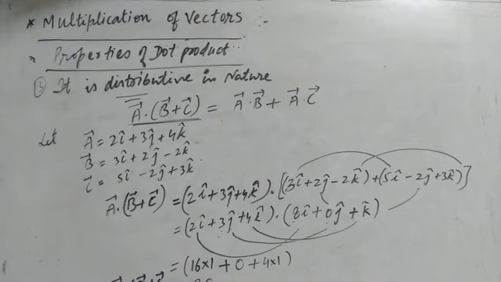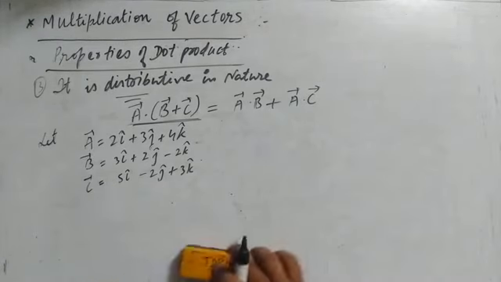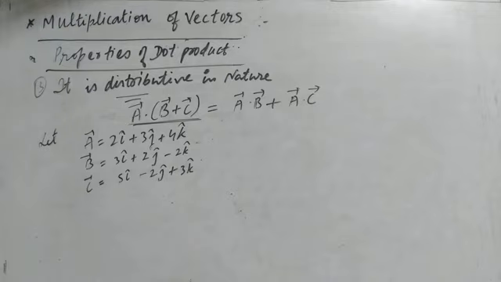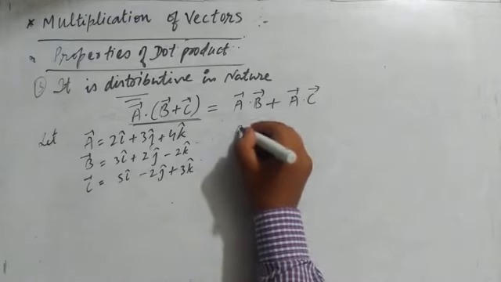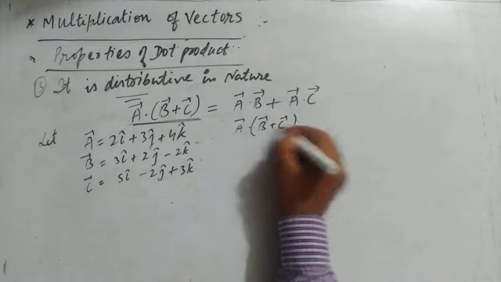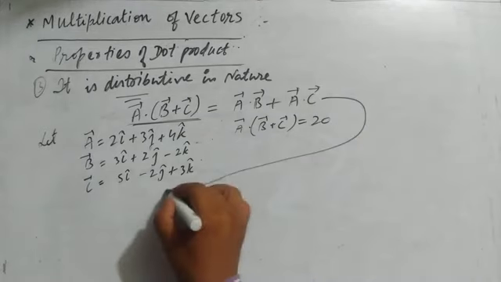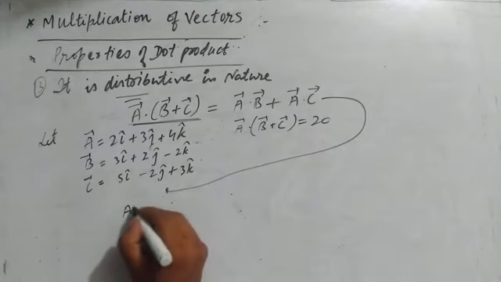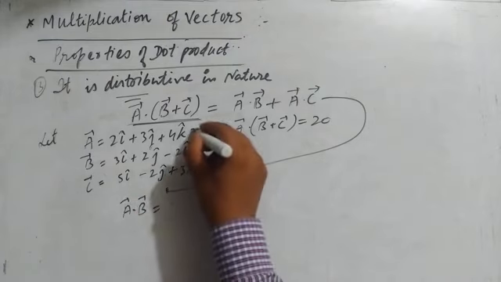Now similarly, find out the values of a dot b plus a dot c. Note one thing, that a vector dot b vector plus c vector is equal to 20. Now take the right hand side as a vector dot b vector. So we have to find out the dot product of these two vectors.